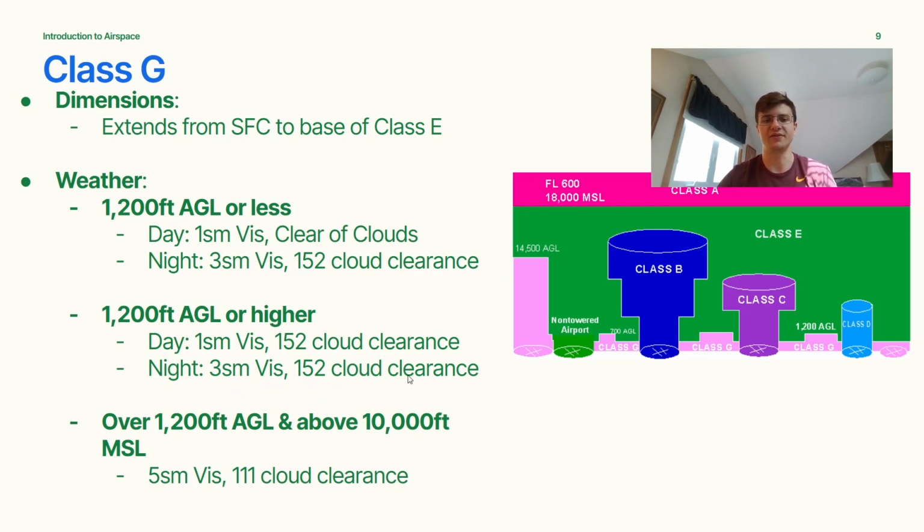visibility, 152 cloud clearance. If you are over 1,200 feet AGL and above 10,000 feet MSL, you must have weather minimums of 5 statute miles visibility and that 111 cloud clearance. Again, that's 1,000 above, 1,000 below, and 1 mile of horizontal clearance from your clouds.